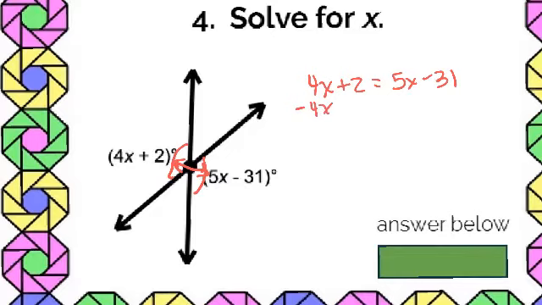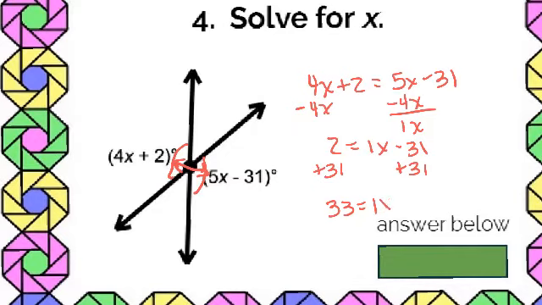We want to isolate the variable. Get all the x tiles to one side. So now I have 2 equals 1x minus 31. Now I need to get all my unit tiles to the other side. And I find that one value of x is worth 33. Now, that doesn't mean this is 33 degrees, right? Because that wouldn't make sense. 33 degrees is acute, but this is an obvious obtuse angle. Well, we know that x is 33, not the angle. x is 33.